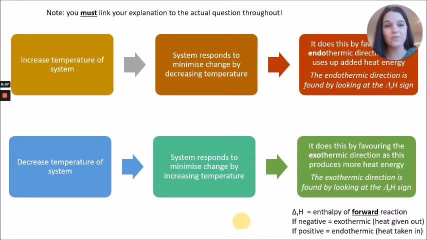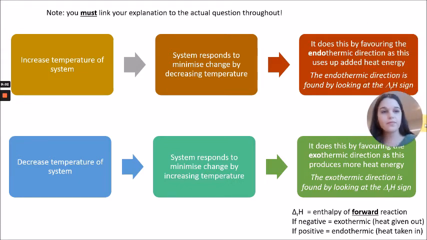So here's a bit of a summary for this. I tried to make it as simple as possible in here because this is a really tricky concept. So if I increase the temperature of my system, the generic statement applies. Don't get overwhelmed. Go step by step through this list every single time. The system responds to minimize the change, and it's going to do this by decreasing the temperature. How is it going to decrease the temperature though?